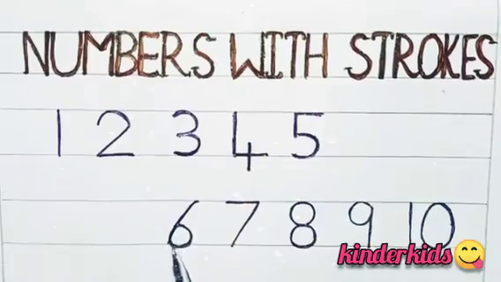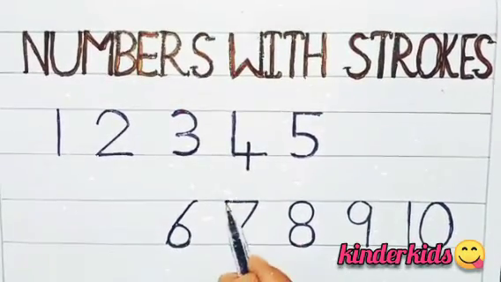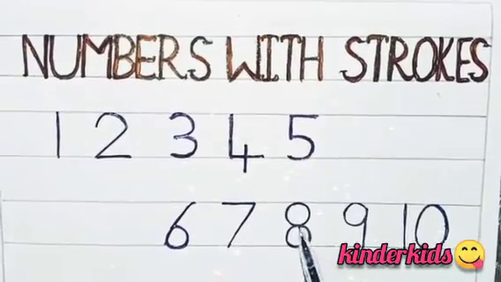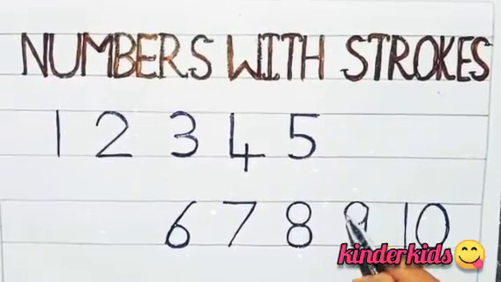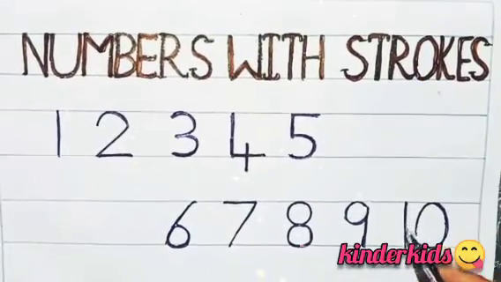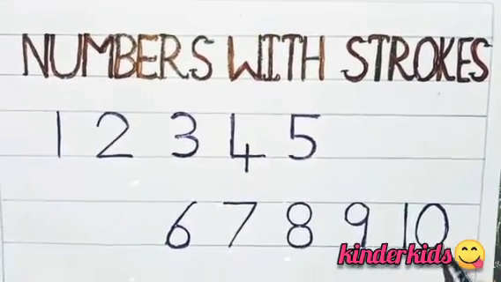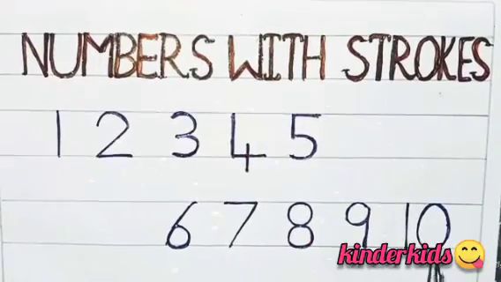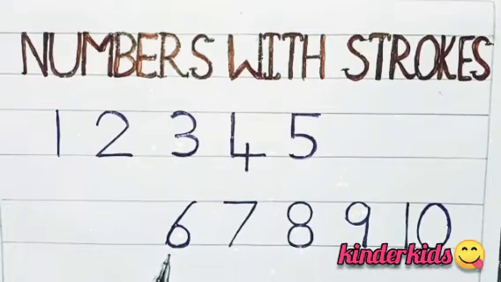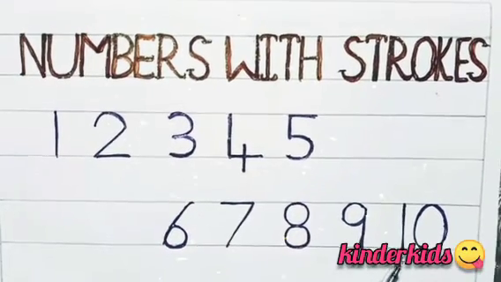Right slant line, circle 6. Sleeping line, right slant line 7. Circle, circle 8. Circle, standing line 9. Standing line, circle 1, 0, 10. These were the numbers from 1, 2, 3, 4, 5, 6, 7, 8, 9, 10.